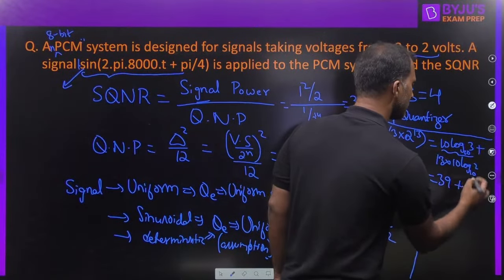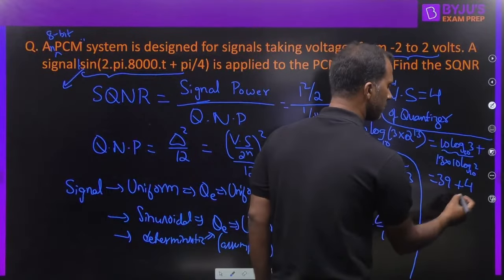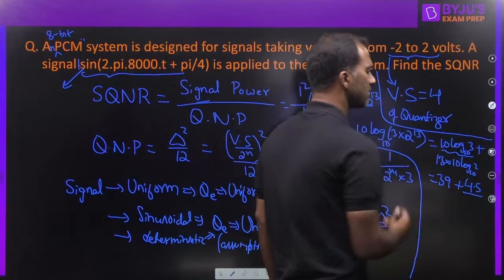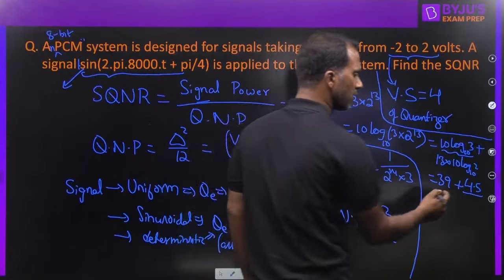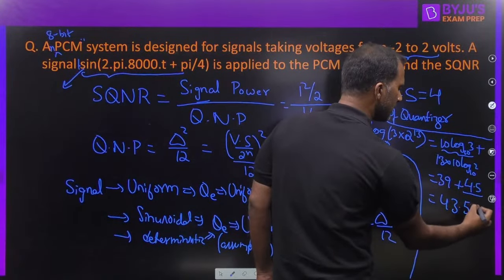So 3 dB into 13 is 39 dB, plus this is somewhere around 4 dB, around 4.5, something like that. I don't know exactly, but 10 log 3 is between 4 and 5. So roughly it is around 43 dB, 43.5 dB approximately.